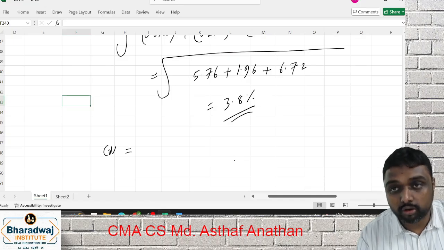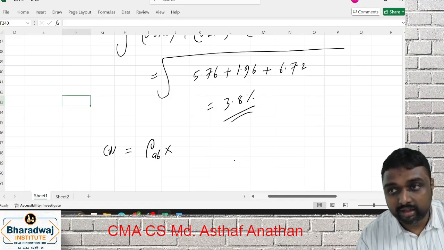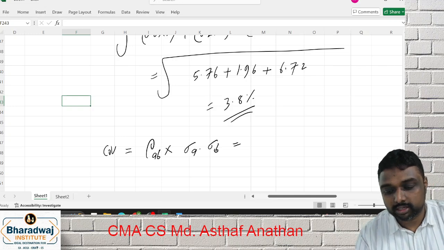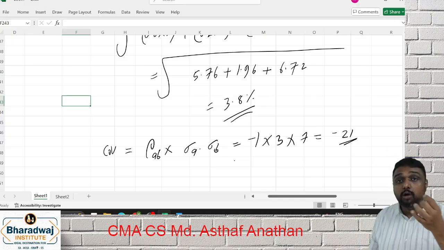Covariance you have to go for, that is correlation of two securities into the data they give, which is standard deviation of A into standard deviation of B. That is minus 1 into 3 into 7. You have to get minus 21. That means you have to apply a different formula.